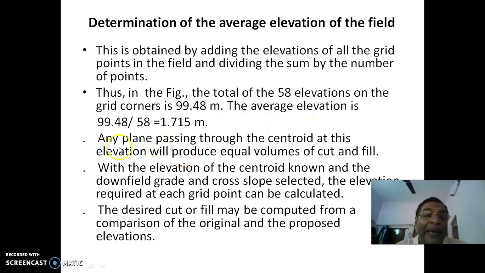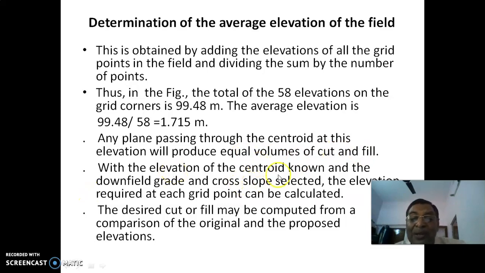Now the concept is, any plane passing through the centroid at this elevation will produce equal volumes of cut and fill. If an imaginary plane passes at this elevation through the centroid, it will cut that field and produce equal volumes of cut and fill. At one place it will cut, and at another place that cut material can be filled. So any plane passing through the centroid at this elevation will produce equal volumes of cut and fill. That is the concept.